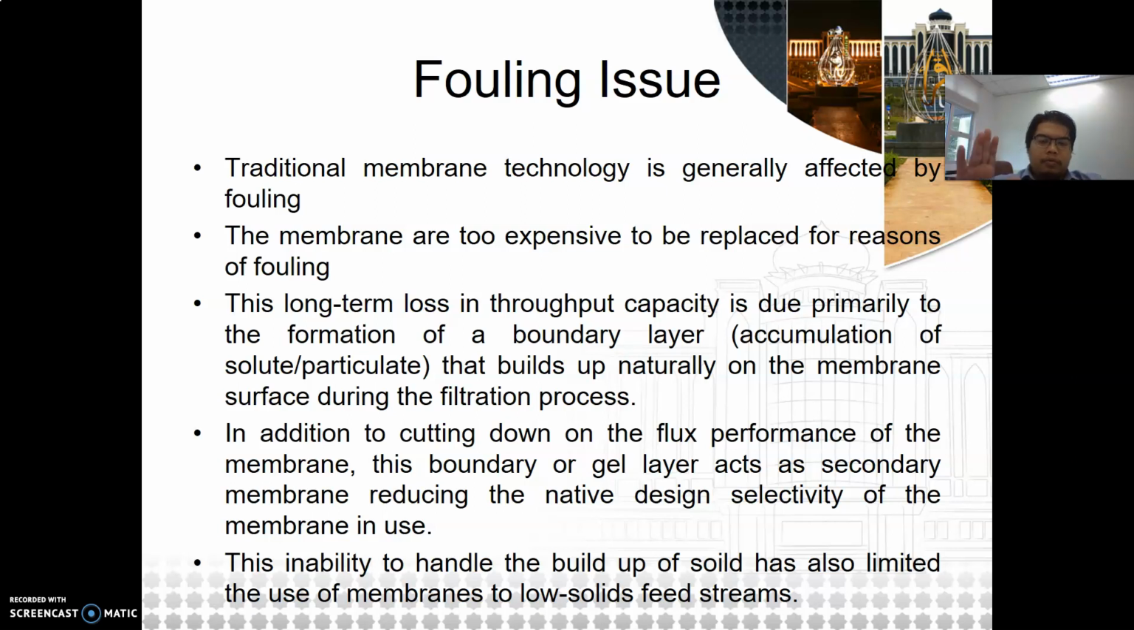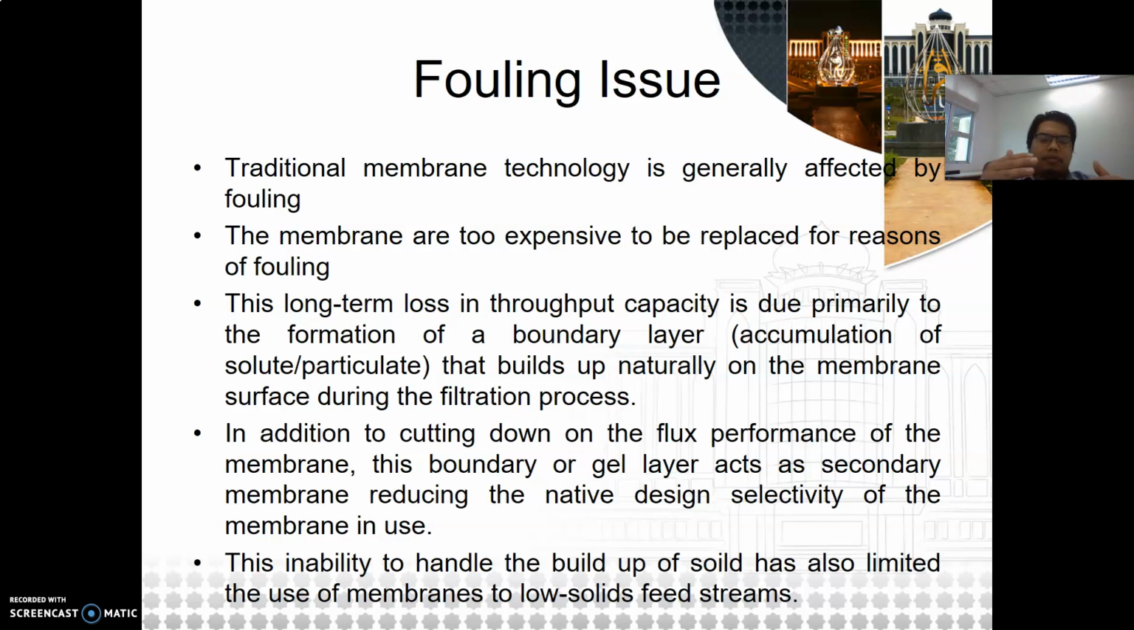So it makes the separation process less effective if we have this boundary layer, which is an accumulation of solids and particulates. In addition to cutting down on the flux performance of the membrane, this layer acts as a secondary membrane, which is hard to remove. So this inability to handle the build-up of solids has also limited the use of membranes to low-solids feed streams.